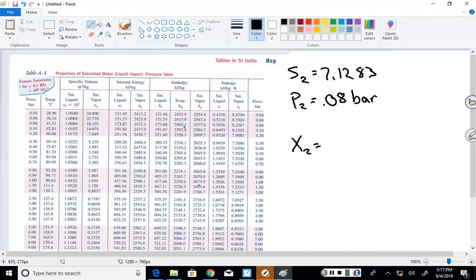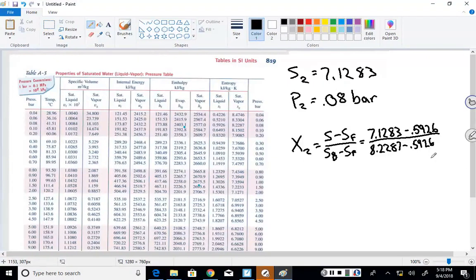Quality at state 2 is defined as S minus SF over SG minus SF. And we know S at state 2, it is 7.1283 minus 0.5926, divided by SG, which is 8.2287 minus 0.5926, and do the math and I get the quality.